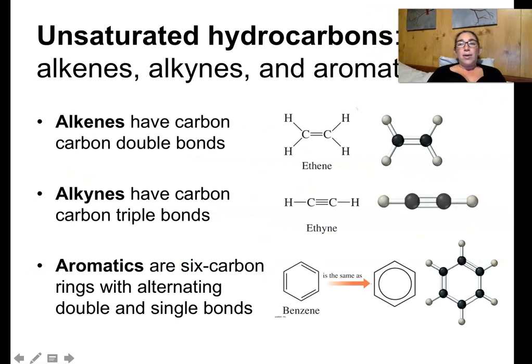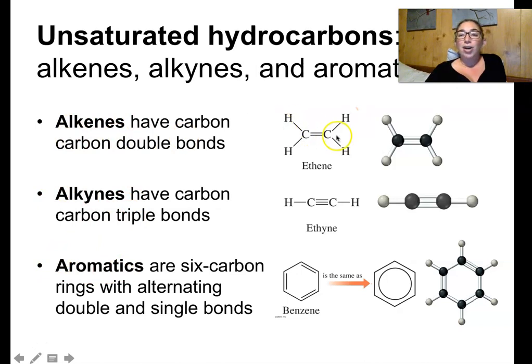Alrighty, so we spent the most time with those saturated hydrocarbons, the alkanes. They're all single bonded carbons. And we learned how to name those. Other ones we're going to talk about, but we're not going to learn how to name, are these other types of hydrocarbons, the unsaturated hydrocarbons. And they're unsaturated because of the presence of a double bond or a triple bond. So the unsaturated hydrocarbons are the alkenes, alkynes, and aromatics.